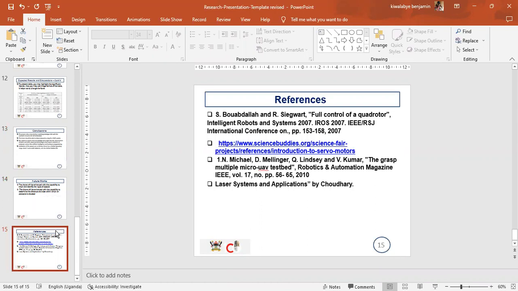Lastly, it's our references. Laser Systems and Applications by Chondri, Michael D. Basically, this was in the Robotics and Automation magazine, which was published in 2010. Yeah, this marks the end of our presentation.